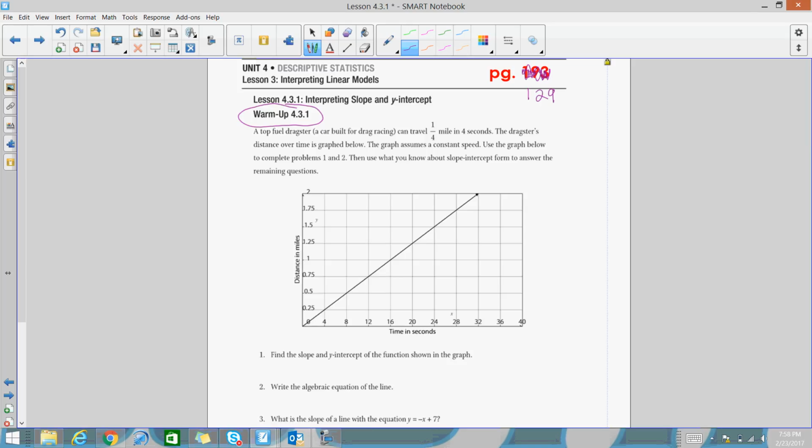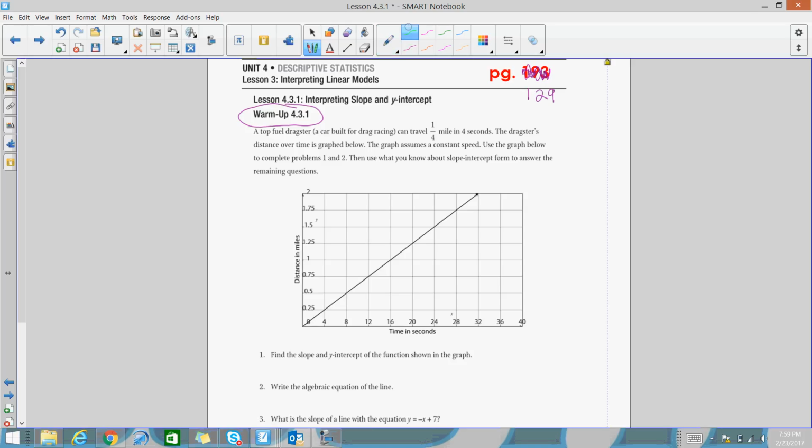So this is our example. It says a top fuel drag race car, so like a really fast race car, can travel 1/4 of a mile. If you want to think about it, it's like one lap around the school track, in 4 seconds. The dragster's distance over time is graphed below. The graph assumes a constant speed. You use the graph to complete problems 1 and 2, then use what you know about slope-intercept form to answer the remaining questions. So here's our graph.